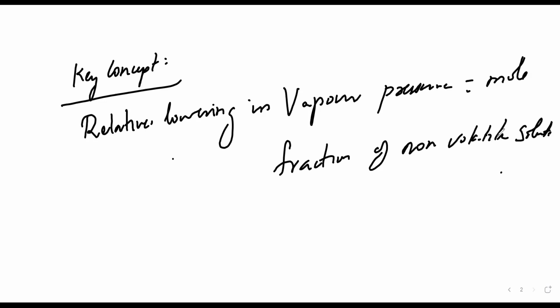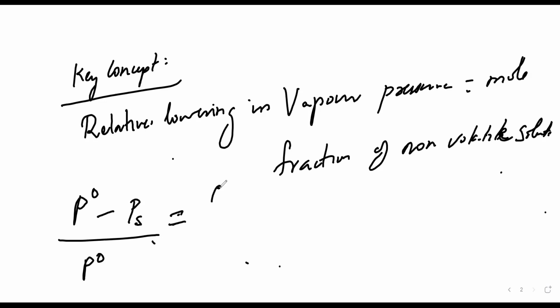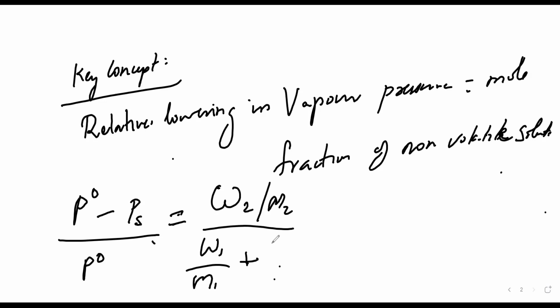Non-volatile solute. Okay. So this is the relative vapor pressure lowering, the pressure of the solute over the vapor pressure. This is equal to our same formula which I wrote on the previous page: (W2/M2) / (W1/M1 + W2/M2).